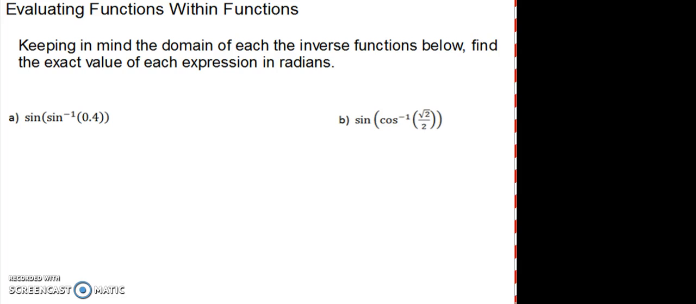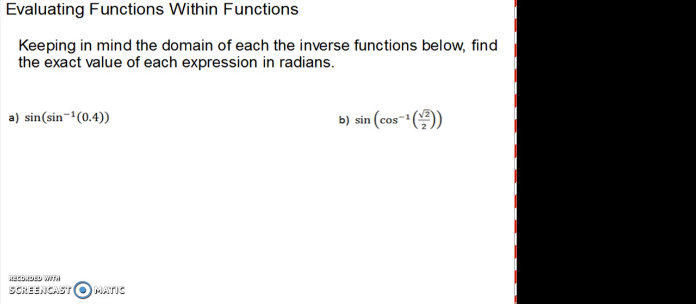So if I evaluate functions within functions, so if I take the arc sine of 0.4, and then I take the sine of that, I want to know what value that is. Now, on a lot of these, you might be tempted to say, well, sine and arc sine undo each other, so the answer must be 0.4. Well, sometimes that'll work, and sometimes that's not exactly the case, so you've got to be careful there.